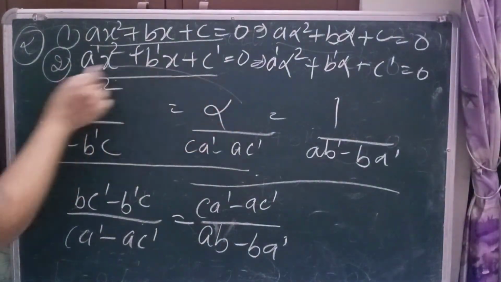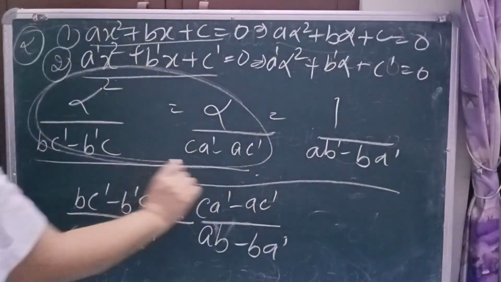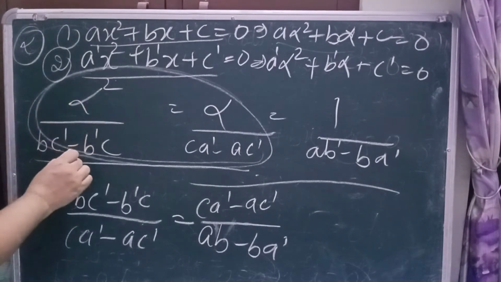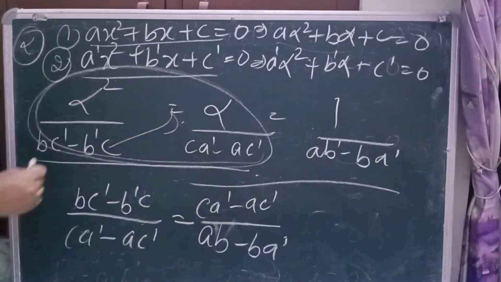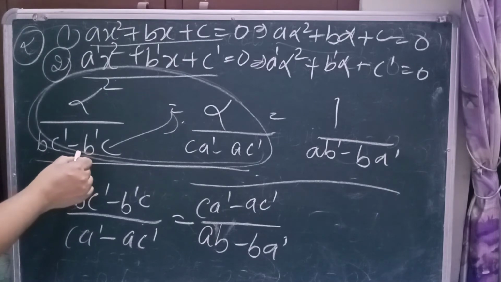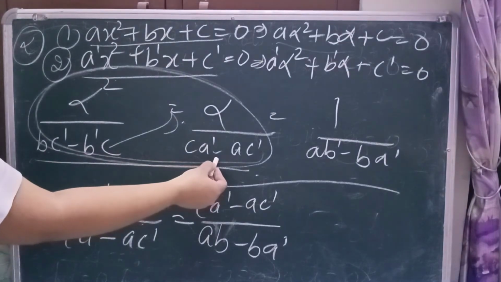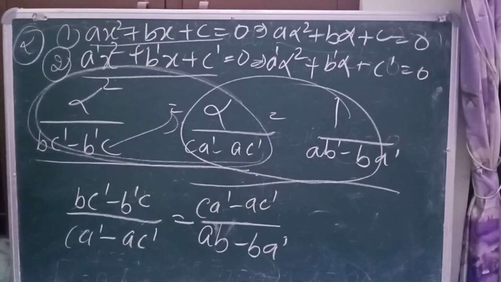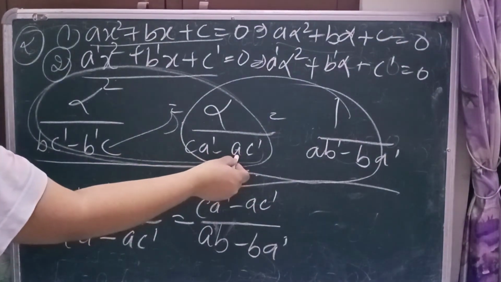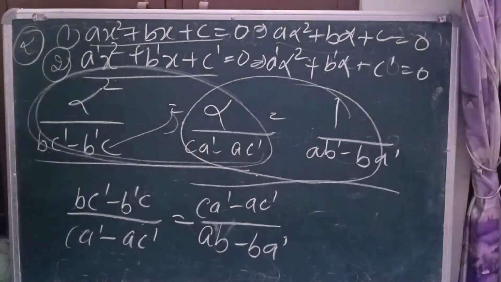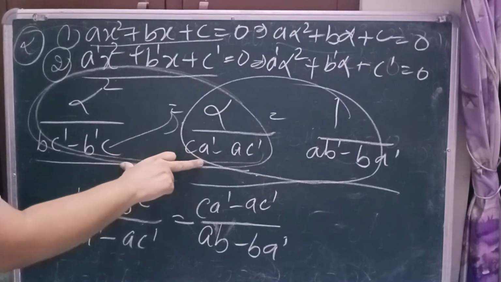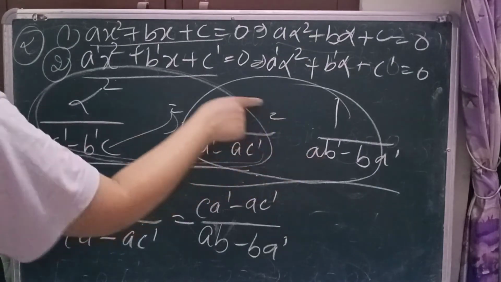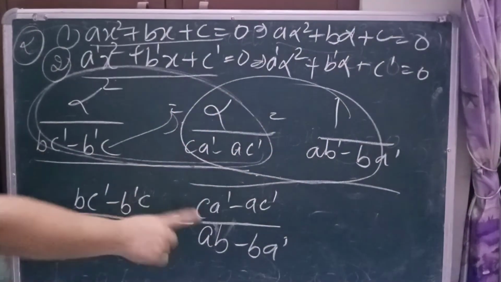First of all, we can take these two together. When we take these two together, one alpha can be cancelled with one power. So alpha will be, this term we can take upside, bc dash minus b dash c upon ca dash minus a c dash. If I consider these two together, then again alpha will be ca dash minus ac dash upon ab dash minus ba dash. Once from these two parts we find the value of alpha, the second time we find the value of alpha from these two parts, and we equate both here.